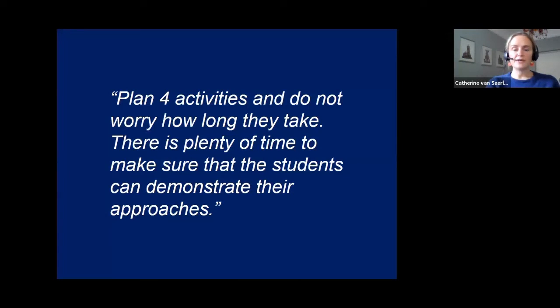So one teacher's advice here is to plan 4 activities and not worry how long they take. Now, I think, again, that can be quite overwhelming. And you might be in a position where you need to produce planning documents for SLT, and I understand that. But with core maths it is very difficult to know what you're going to be doing on a Tuesday in November, because the whole point is that you have this open problem solving approach that students can take in their own direction.